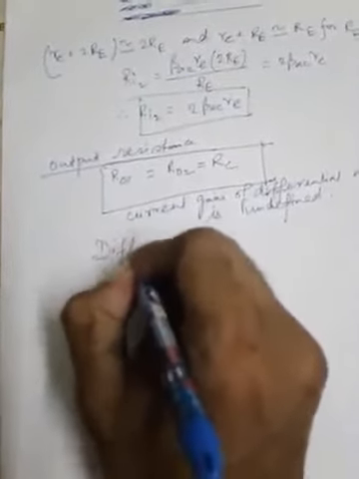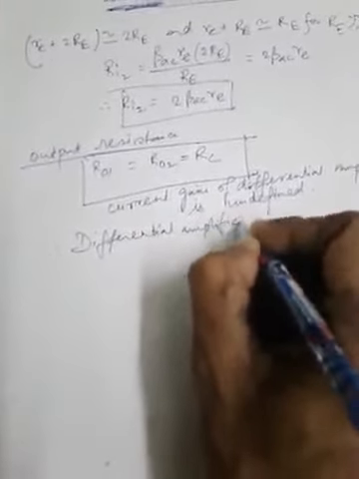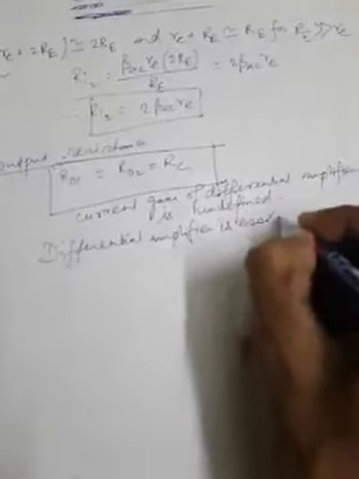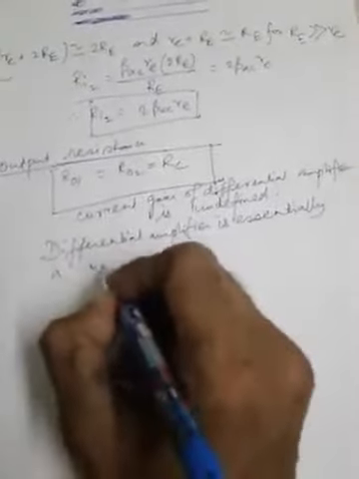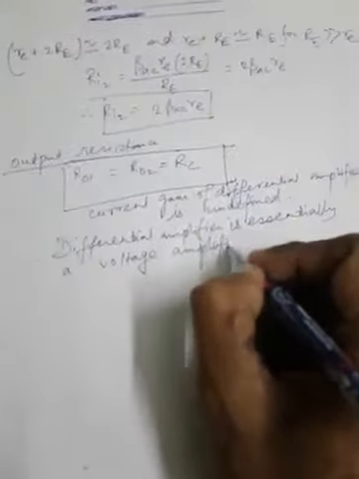So therefore, like the common emitter amplifier, the differential amplifier should be called a small signal amplifier, and it is generally used as a voltage amplifier and not a current or power amplifier. So therefore the differential amplifier is essentially a voltage amplifier and not a current or power amplifier. So this is the important conclusion regarding differential amplifiers.